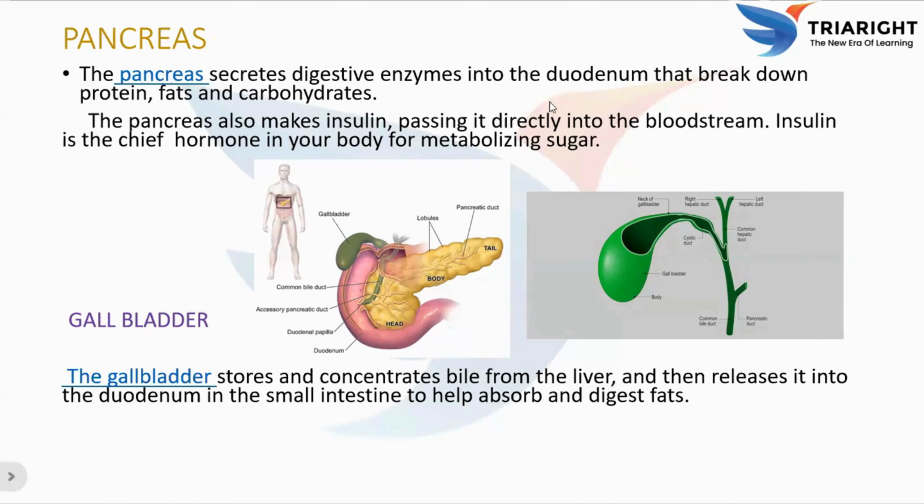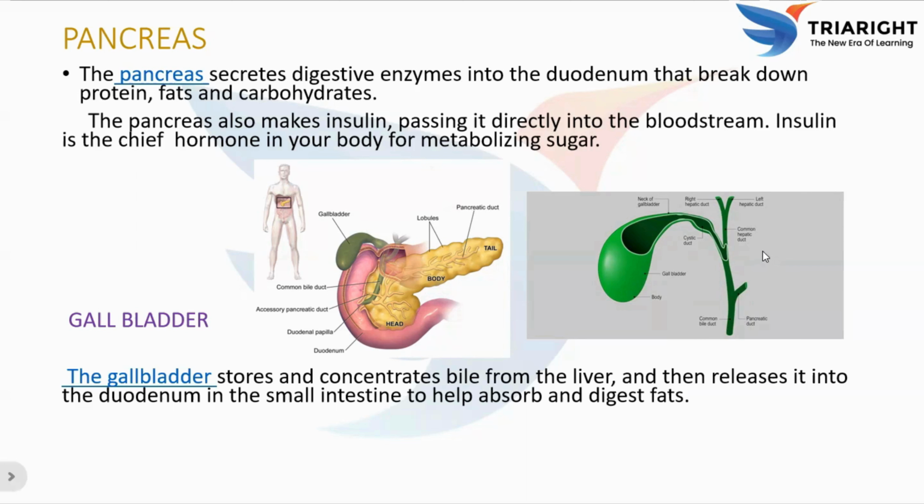After the pancreas, the next accessory organ of the digestive system is the gallbladder. Here you can see the picture of the gallbladder, and this is the body of the gallbladder. This is the neck of the gallbladder. This is the cystic duct, right hepatic duct, left hepatic duct, and common hepatic duct. And what are these? These are the ducts that connect the liver and the gallbladder, right? The name itself, hepatic, hepato means liver.